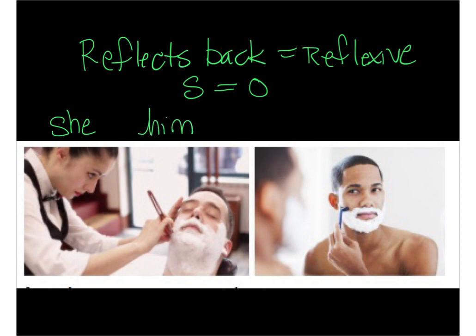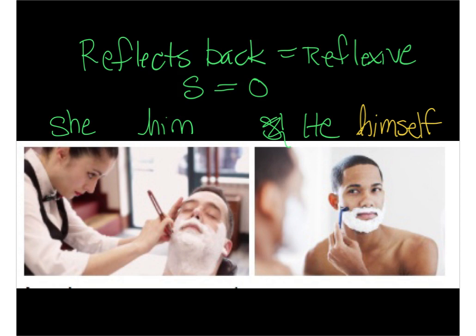However, in the picture on the right, he is the subject. He's the shaver, but he's also the object. He's receiving the shave. Okay? So for this one, we're going to change it in English and in Spanish. So in this one, it's not she, it's he. He shaves himself. Okay, so in English, this is our change. This is how we denote that it reflects back. We add the self. We don't say him, we say himself.